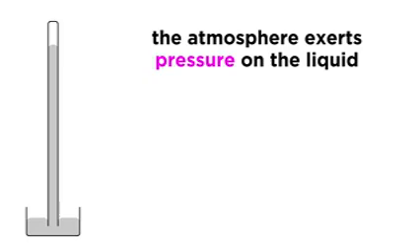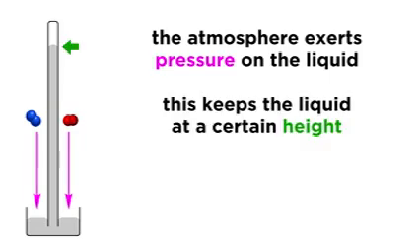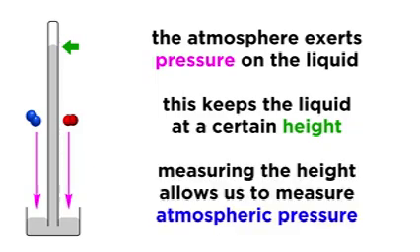The atmosphere exerts pressure on the liquid when particles from the atmosphere collide with particles in the liquid. This activity keeps the liquid in the tube at a particular height. So by observing the height of the column of liquid in the tube, we can see how much the atmosphere is pushing down on the liquid. And in doing so, we are measuring atmospheric pressure.